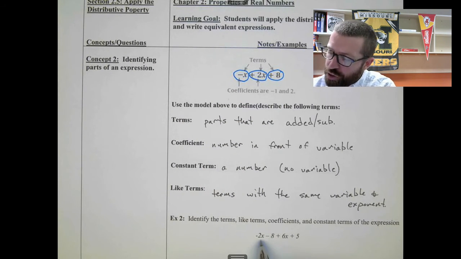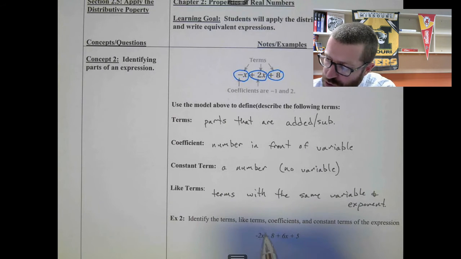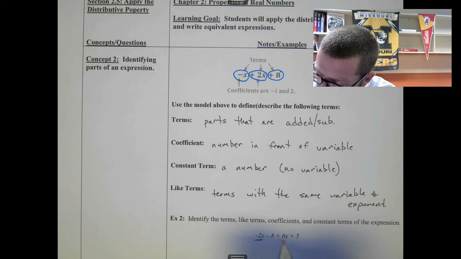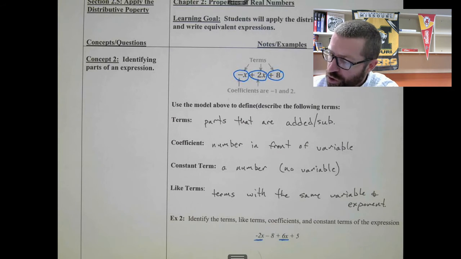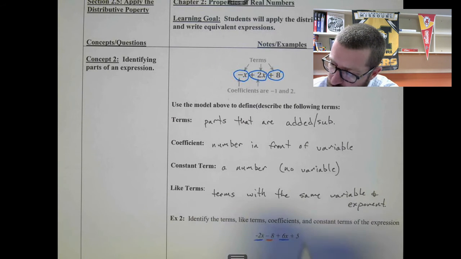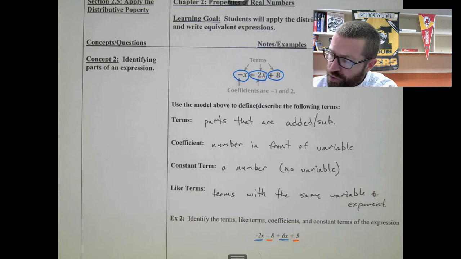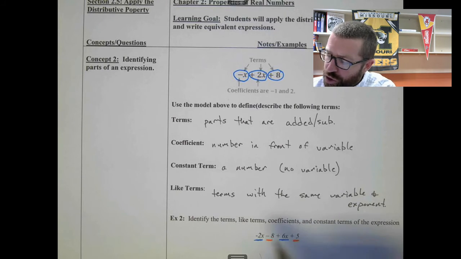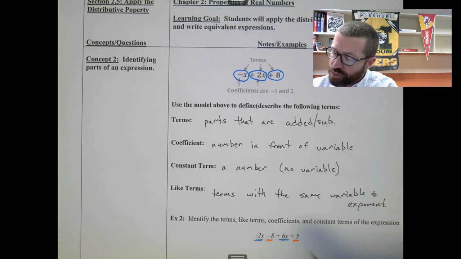So in here, the terms are -2x, -8, 6x, and 5. Like terms, let's circle or underline those. -2x and 6x are like terms, and -8 and 5 are like terms. The coefficients are -2 and 6. The constant terms are -8 and 5.